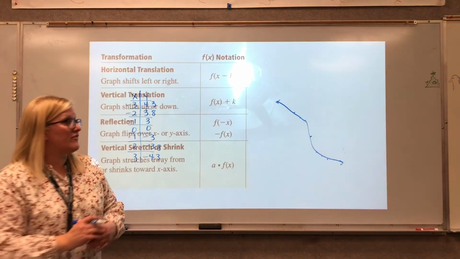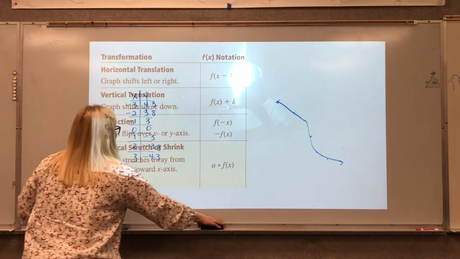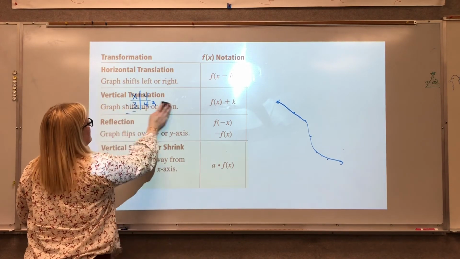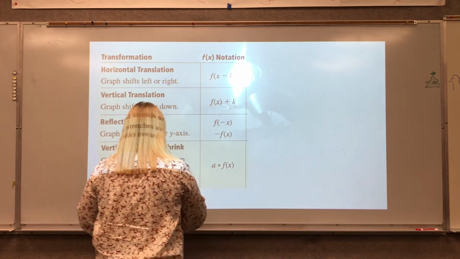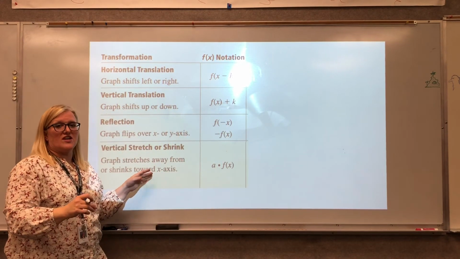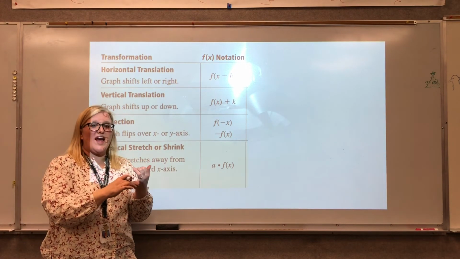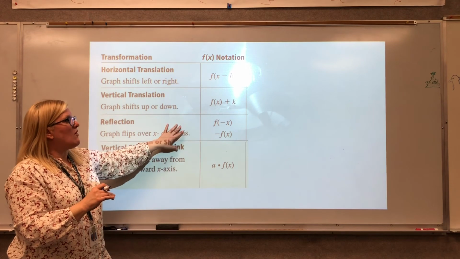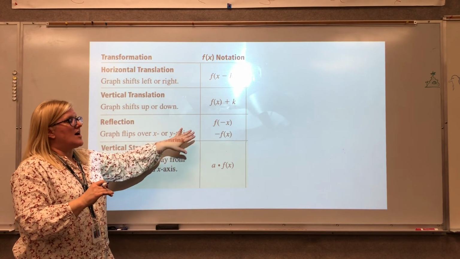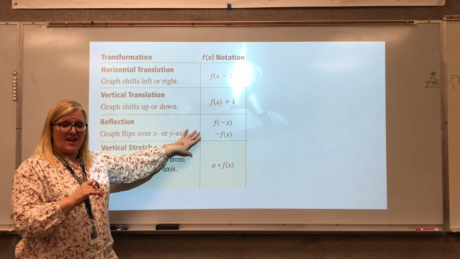Okay, this should look familiar. Here we go again. We do this a lot in SM3 because we do these for all these different functions. We did it for quadratics, we did it for absolute values. Now we're going to do it with the square root function and the cube root function.